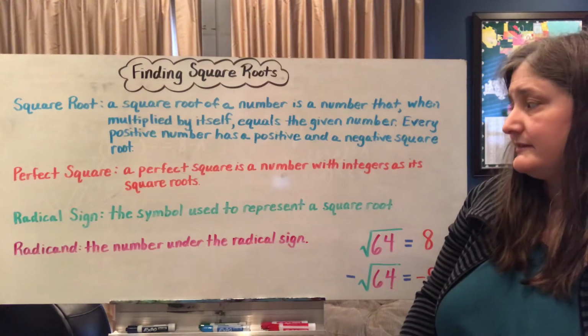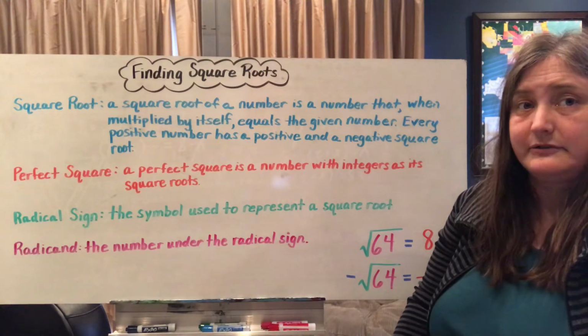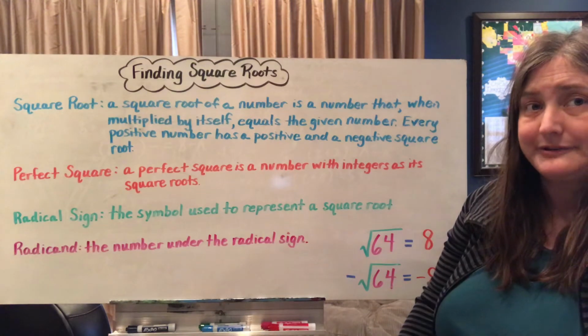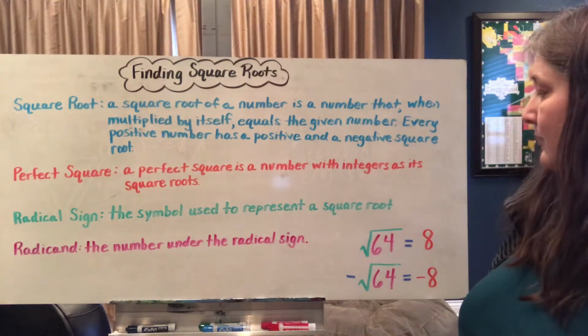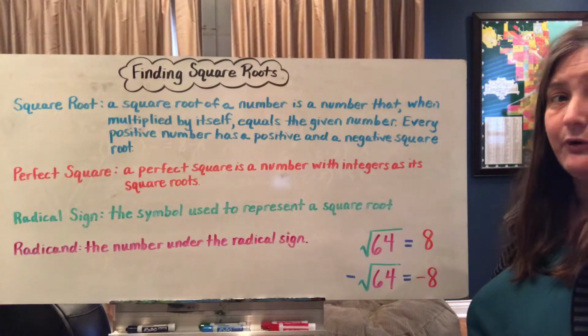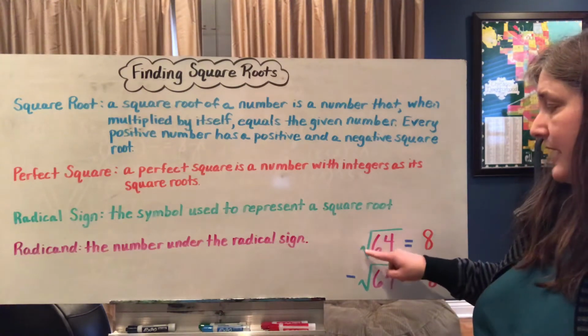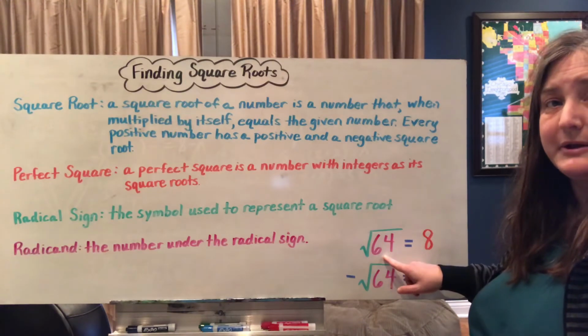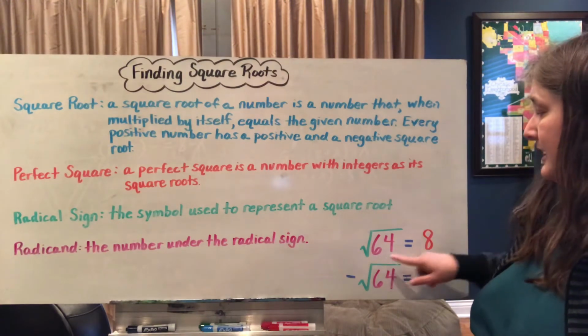A radical sign is the symbol we use to represent a square root, and the radicand is the number we put under the radical sign. So here we're finding the square root of 64. This is our radical sign. 64 is referred to as our radicand because it's under the radical sign.